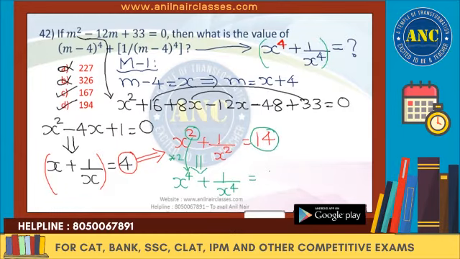That means your final answer will be 14 square minus 2, 196 minus 2. The answer for this question is 194. It cannot be 167 because we have proved it. The answer for this question is option D, 194.